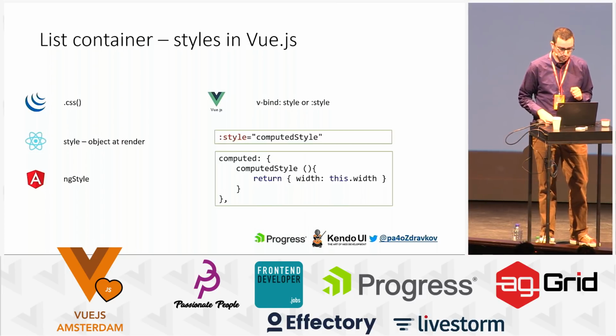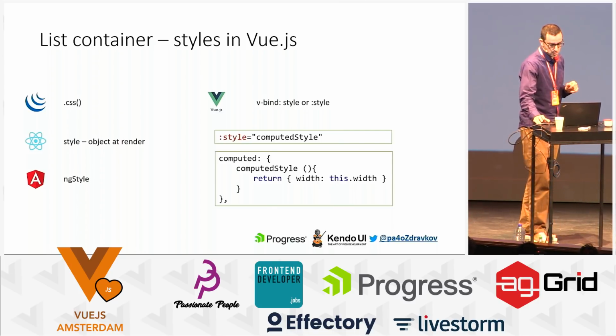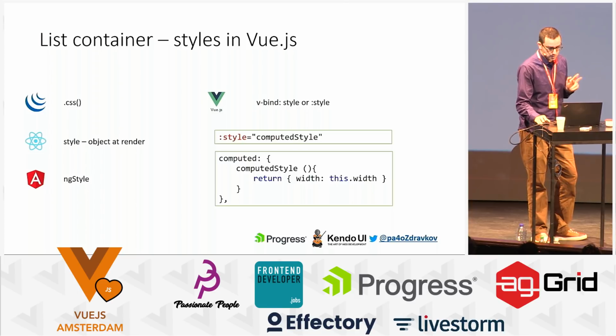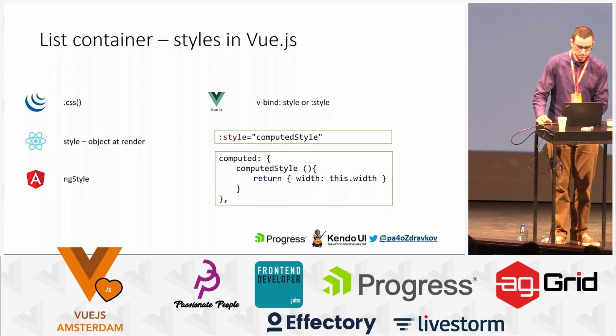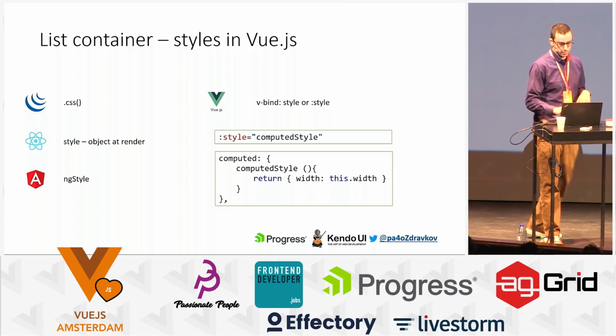and we can also use it nicely with computed properties and just return an object with a property that is the name of the CSS that we want to set, and after that use some of the data properties that we have. In our case, we just set the width of our pop-up.